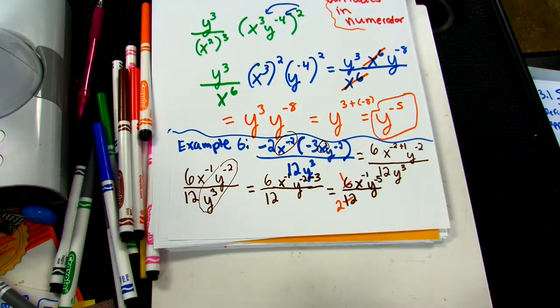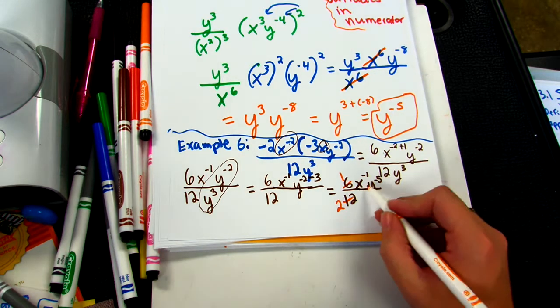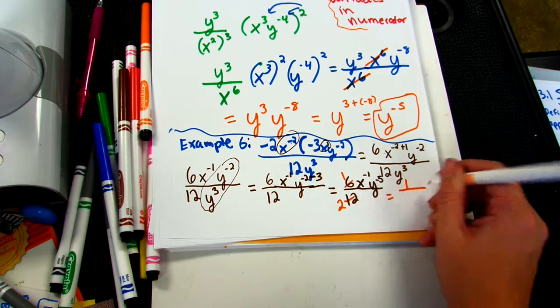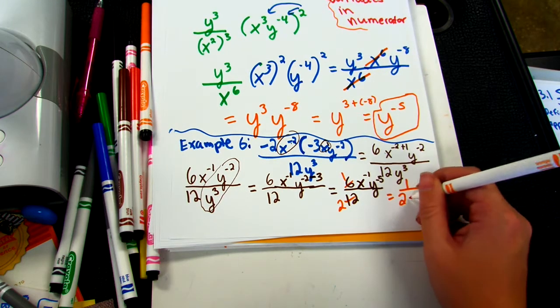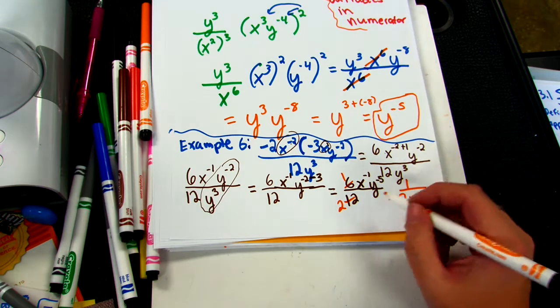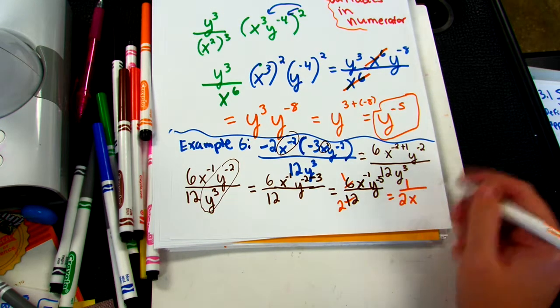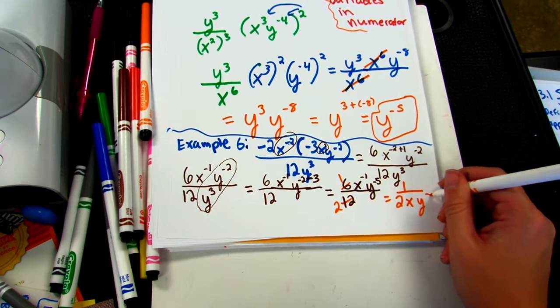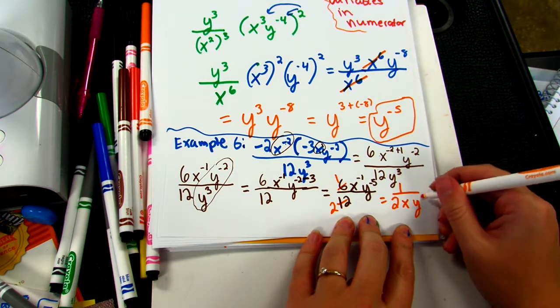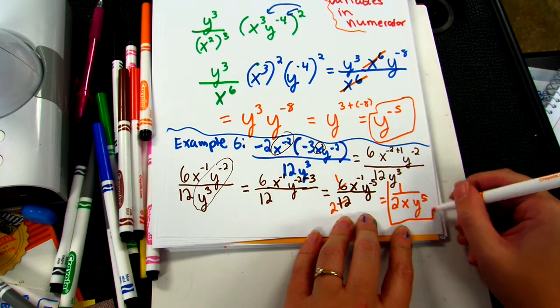Okay, so that's done. And then x to the negative 1, that wants to go in the denominator, right? So it can be positive. So now we'll have 2 times x to the positive 1, which is just x. And then we have y to the negative 5th who wants to move, so it'll become y to the positive 5. And then that is simplified.